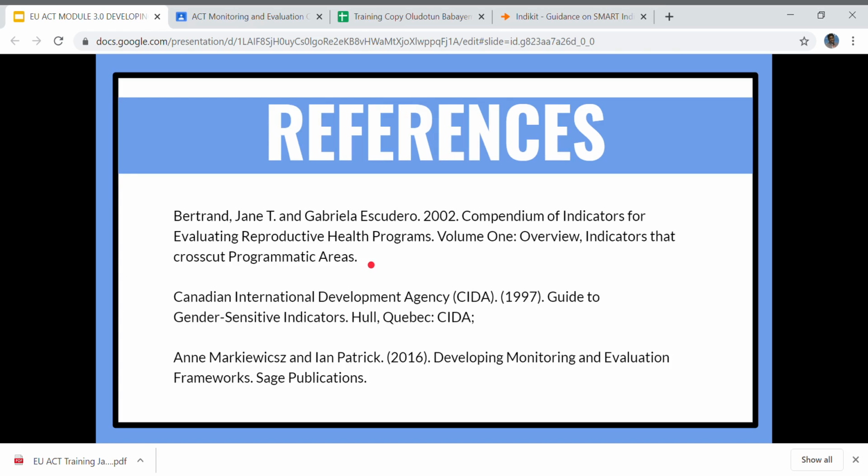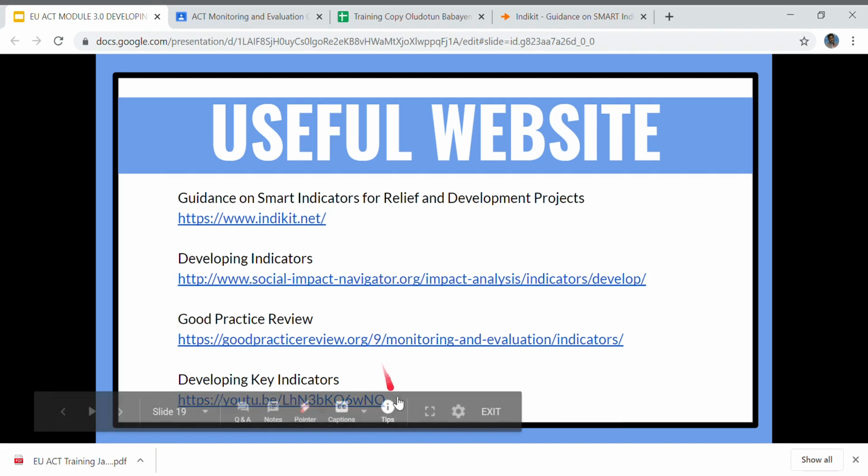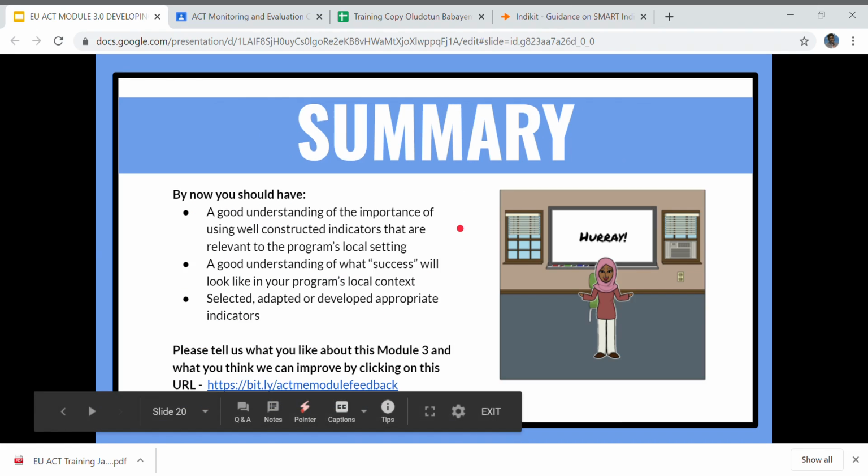The references, if you want to read more about indicators, we've already provided some guide documents also in the classroom. So think of useful websites. I've mentioned Indicate here, and there are other ones you can look at as well.